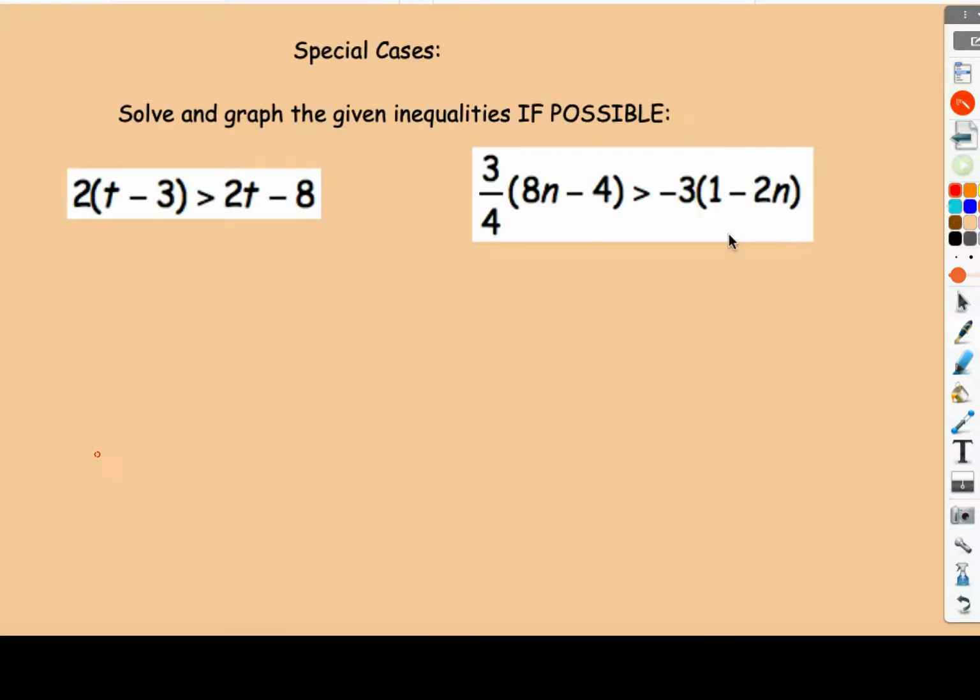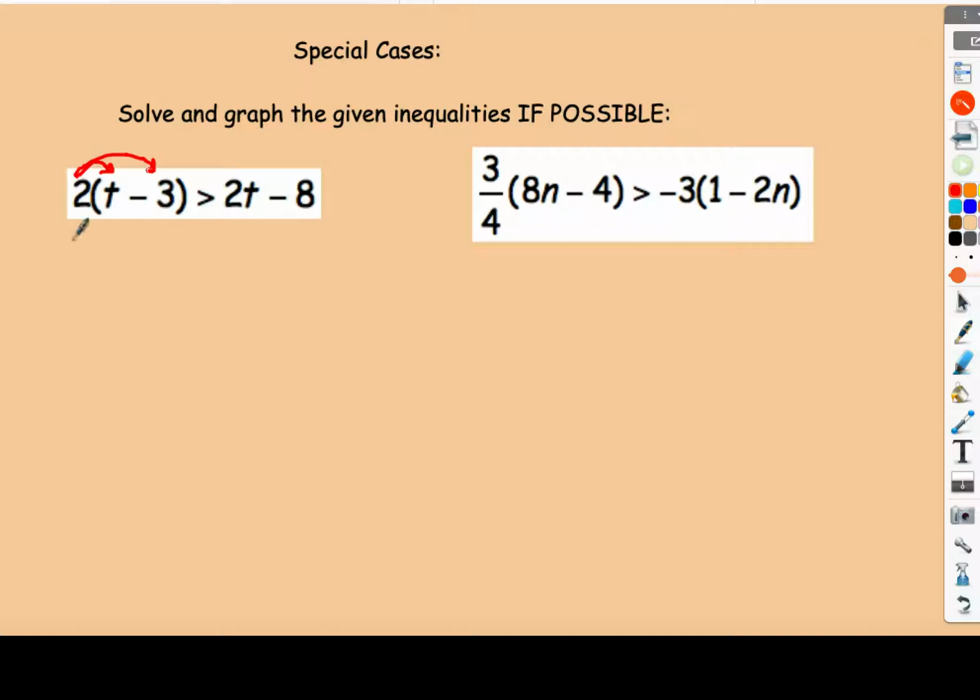All right. One final statement. We got a couple last statements here. We also want to be very careful with inequalities. Remember, there were ways with equations to have no solution or infinite solutions. How would that look with inequalities? So let's go ahead and take a look.